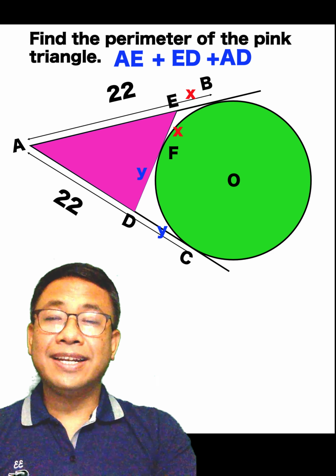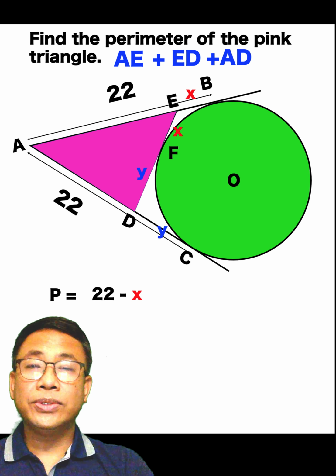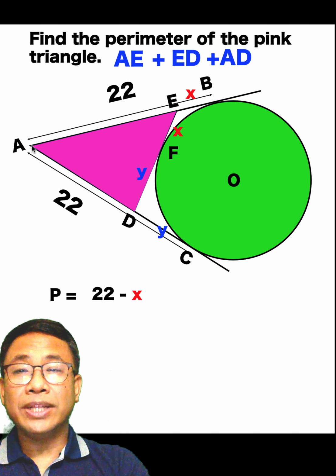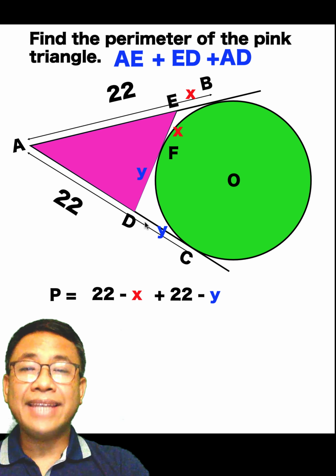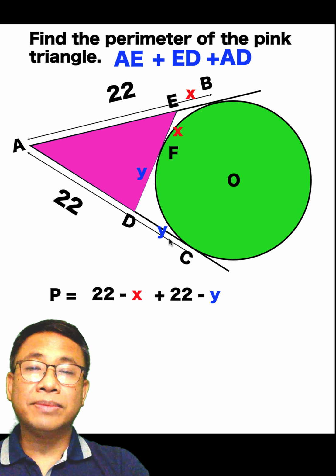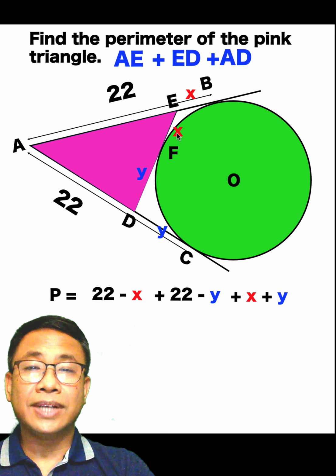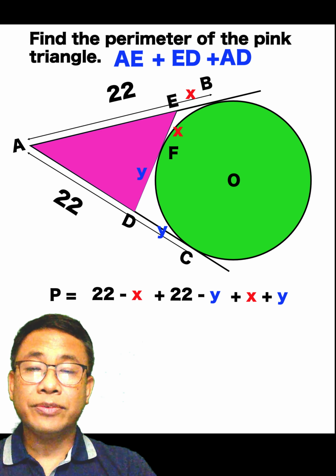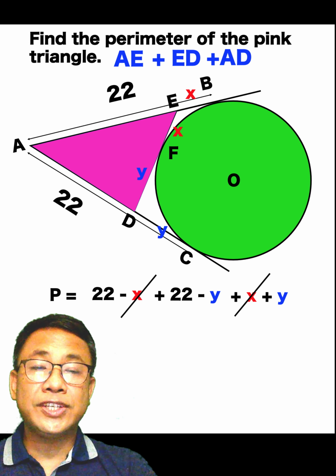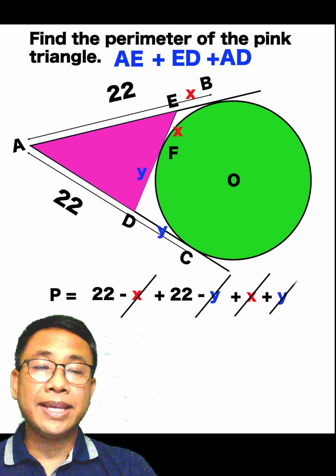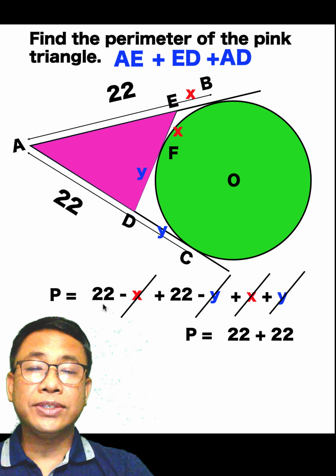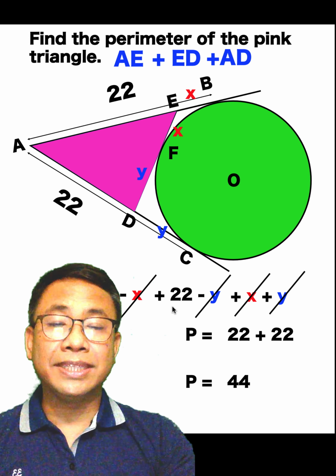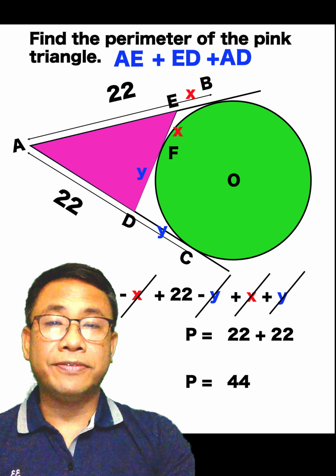From here, we can now say that the perimeter P is equal to segment AE, which is equal to 22 minus X, plus segment AD, which is equal to 22 minus Y, plus segment DE, which is equal to X plus Y. Then simplifying, we have minus X plus X, which is equal to 0, minus Y plus Y is also 0. So what is left is perimeter is equal to 22 plus 22. And so our perimeter is equal to 44 units.